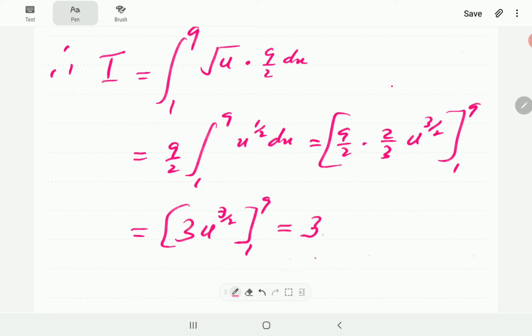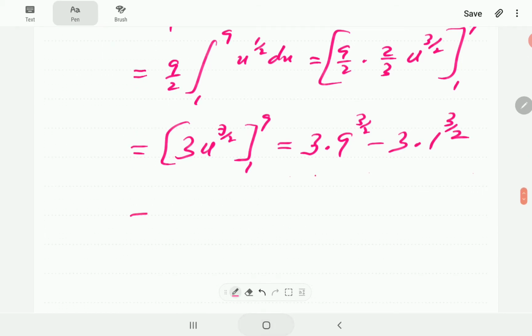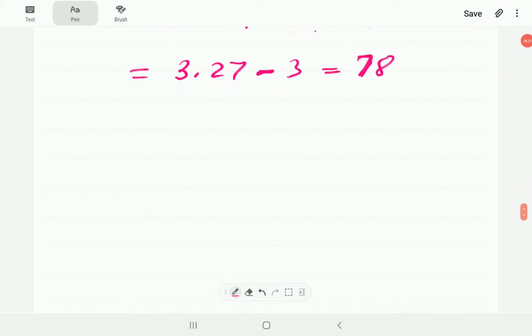So this is going to be 3 times 9 to the power 3/2 minus 3 times 1 to the power 3/2. 9 to the power 3/2 is 27, and 1 to the power 3/2 is 1. So this is going to work out to 78. So that's going to be the value of the integral in part A.